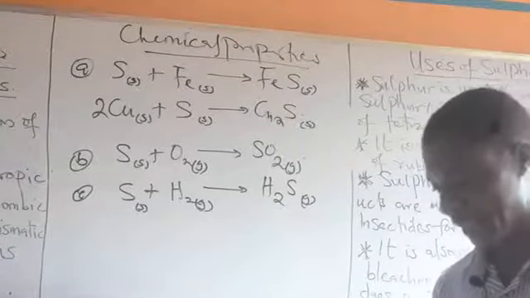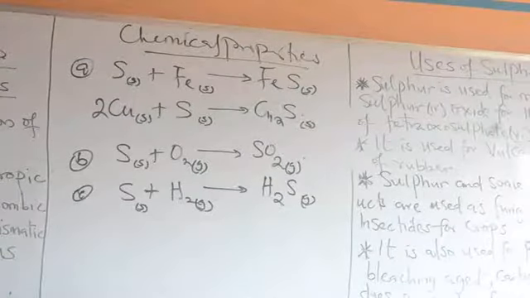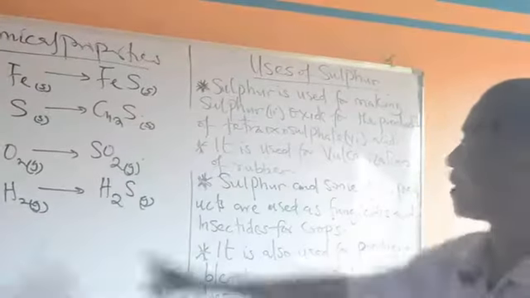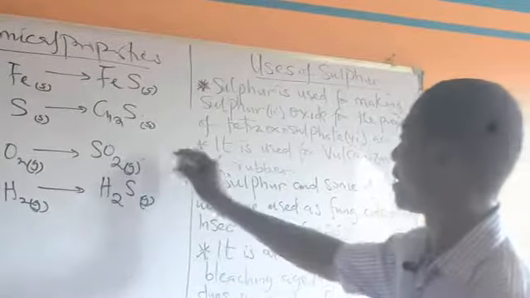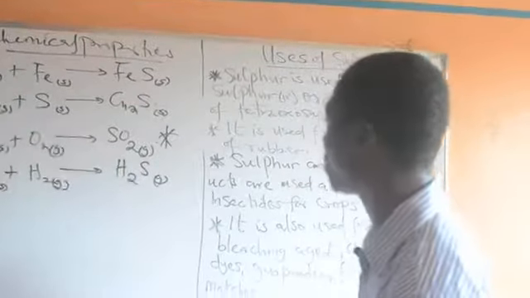Good. Now the next stage is to move over to uses of sulfur. What is sulfur used for? Sulfur has so many uses, so many you can think of. The first one is that sulfur is used for making sulfur 4 oxide. And the sulfur 4 oxide is needed for the production of tetraoxo sulfur 6 acid.